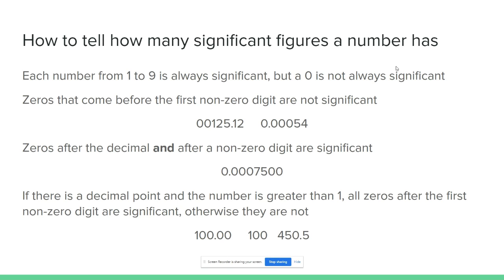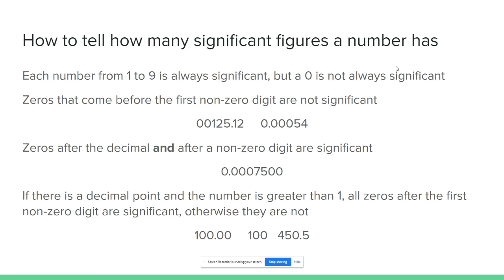Now, lastly, if there's a decimal point and the number is greater than 1, all zeros after the first non-zero digit are significant, otherwise they're not. So this is a formal, complicated way of basically saying that if there are significant figures in the beginning and the end and there are zeros between them, those zeros become significant. So let's take the example of 100.00 and 100 without any decimal point or zeros afterwards. Well, 100 has only one significant figure, the first one. Those zeros afterwards aren't significant because there's no decimal point, they're just after the number.